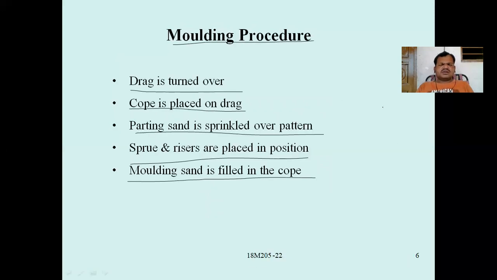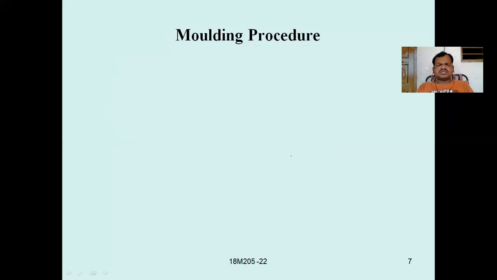Once again, the molding procedure. Initially, the drag is turned over. The drag box and the cope box. Cope is placed on the drag, and parting sand is sprinkled over the pattern. The sprue pin and the riser are placed in position, vertical position, and molding sand is filled within the cope.